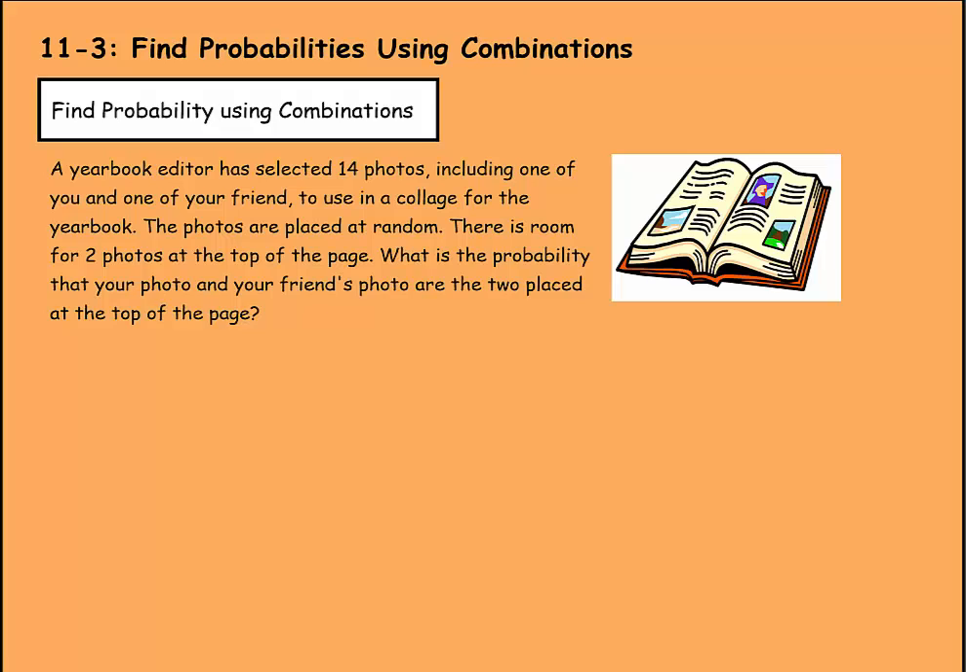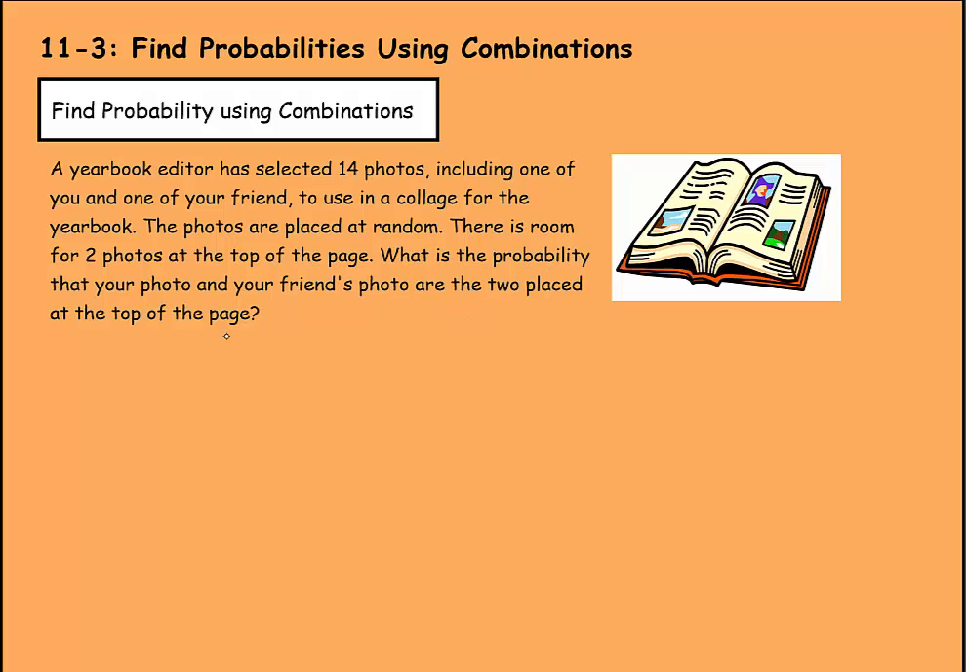It says a yearbook editor has selected 14 photos, including one of you and one of your friend, to use in a collage for the yearbook. The photos are placed at random. There is room for 2 photos at the top of the page. What is the probability that your photo and your friend's photo are the 2 placed at the top of the page? We see this as a combination because it doesn't matter which one's on the left and which one's on the right.